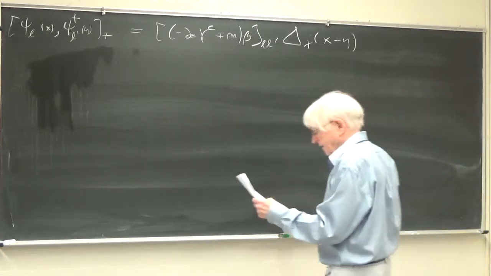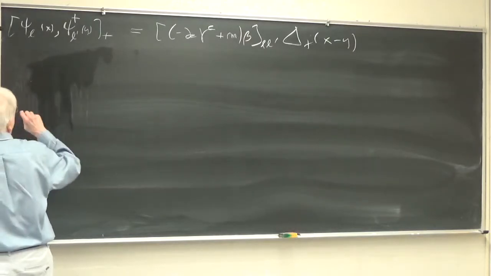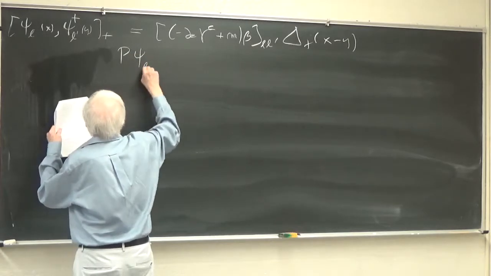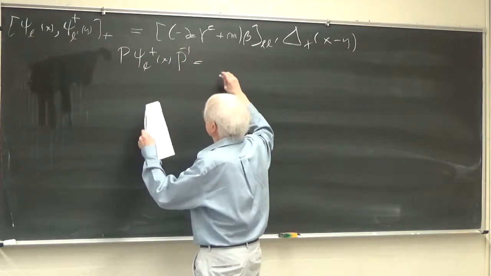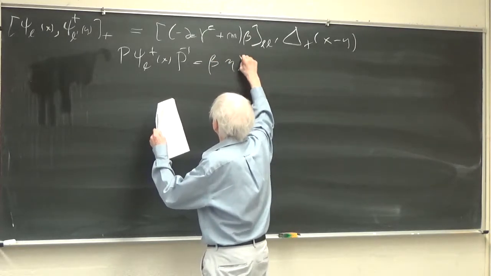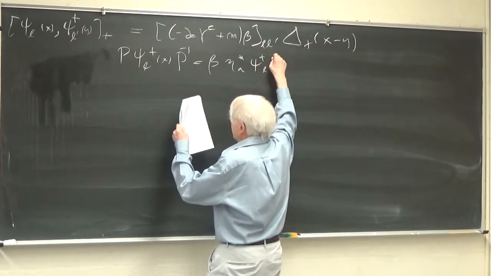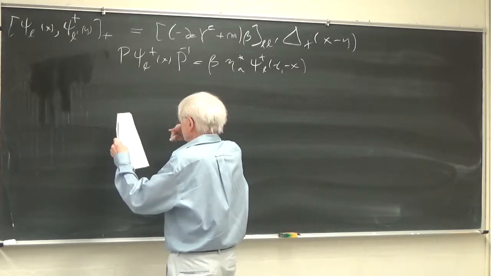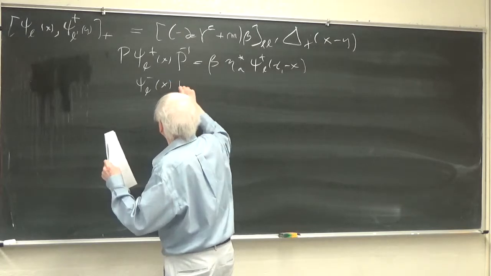And so now the parity rules actually are, I'm going to have to do it here, parity psi L plus of x, parity inverse, beta A to A star, psi plus L of t minus x, and psi L minus of x.